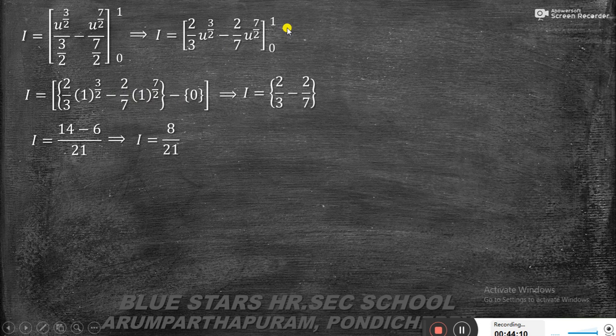So next I apply the lower limit. Before the lower limit I put the sign minus, u equal to 0, 0 minus 0, 0 minus 0, therefore which implies I equal to 2 by 3 minus 2 by 7. So you just do the cross multiplication. 7 2s are 14 minus 3 2s are 6, 14 minus 6 by 7 3s are 21. So I equal to 14 minus 6 means 8, 8 by 21. This is the answer for the given integral, I equal to 8 by 21. We complete the class.